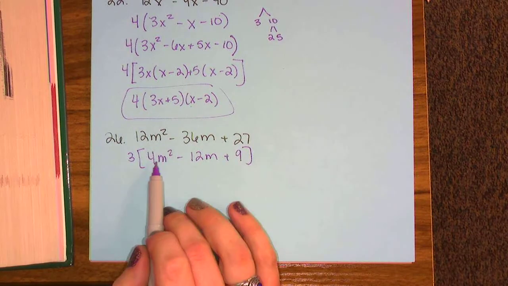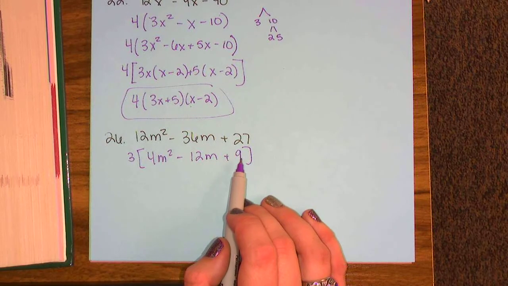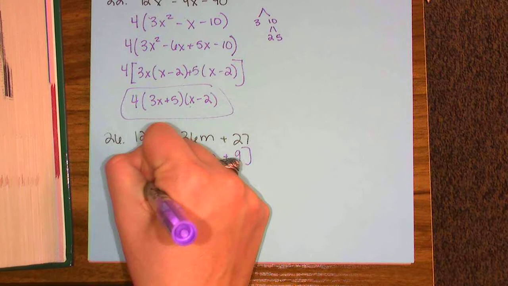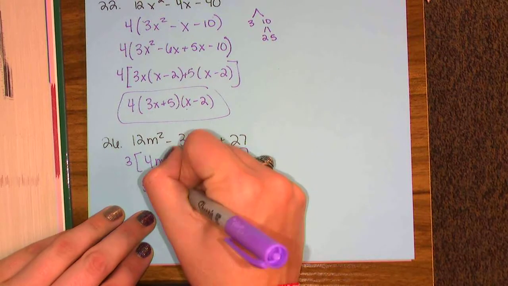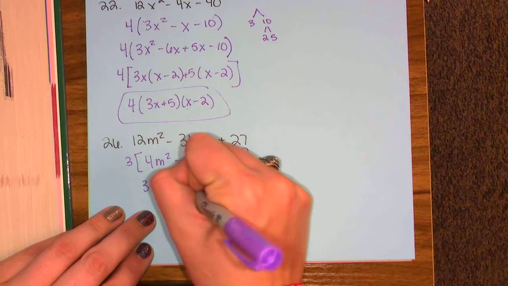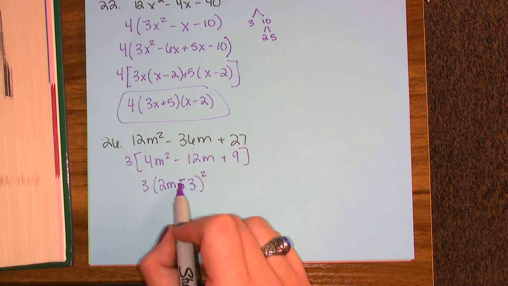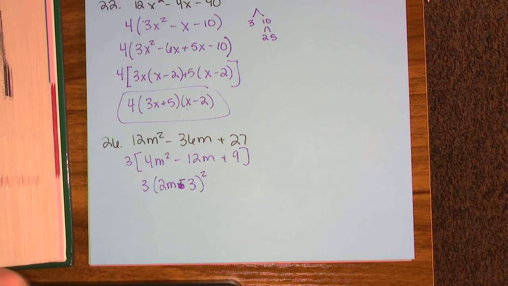Now all of a sudden I have a squared piece here and a squared piece here. This is now a perfect square trinomial. So then I can go straight to 3 times 2m plus 3 squared. Oh, minus 3. Sorry, this sign's negative, so it's going to be minus. So 2m minus 3 squared.